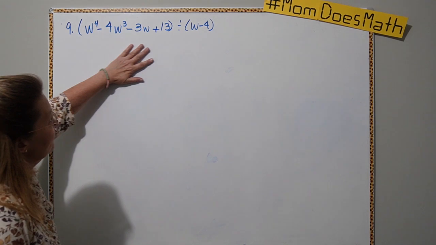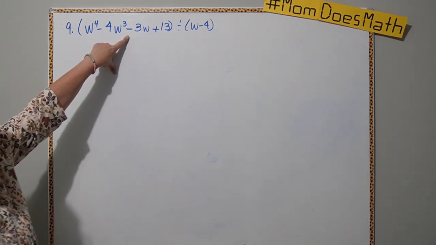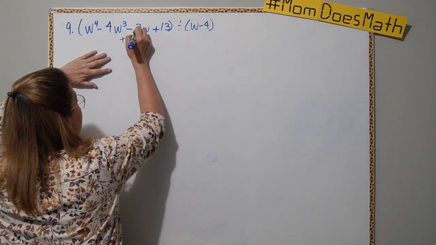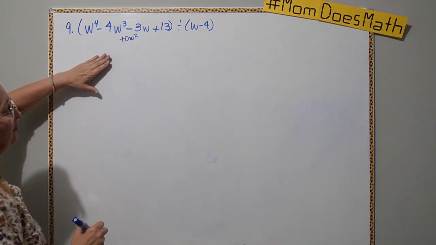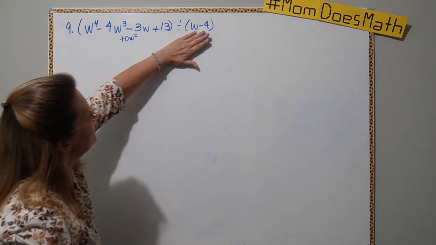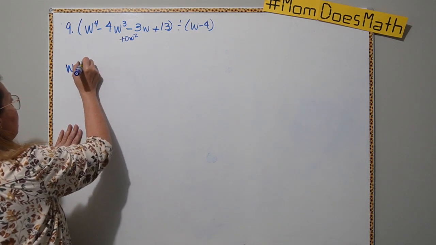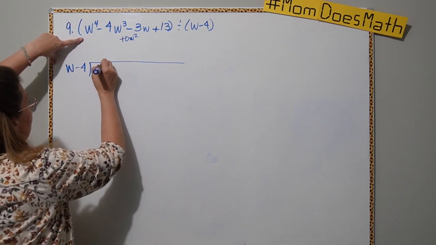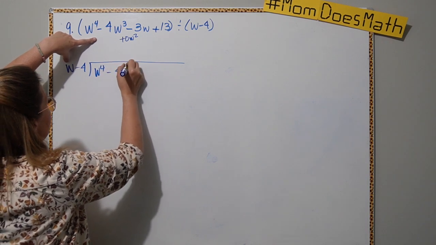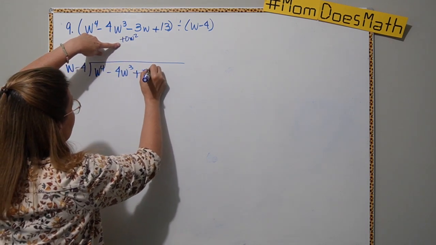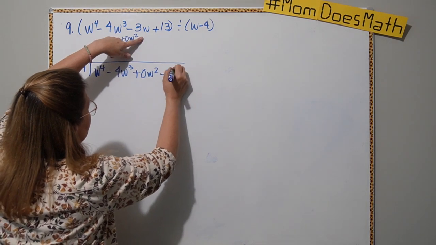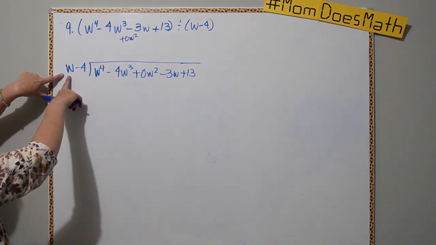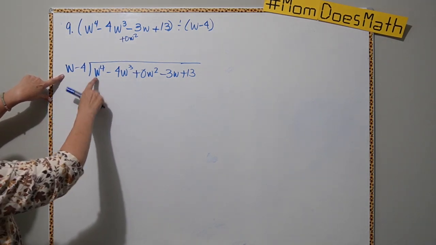Okay, number 9, here's our last one. So we look at this one, and I see I am missing a term on this one. So I'm going to have to insert a plus 0w squared. And I'll just put it down here. That'll make me remember to put it in. Okay? So here's my divisor. We're doing long division first. I've got w minus 4. And then I'm going to have w to the 4th minus 4w to the 3rd plus 0w squared minus 3w plus 13.